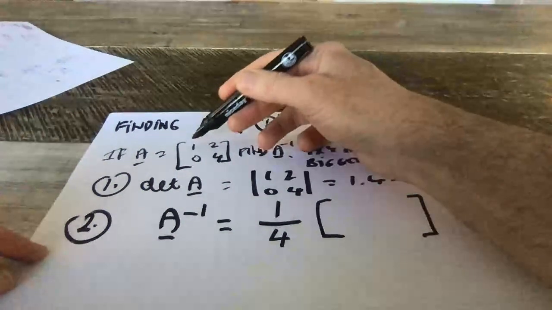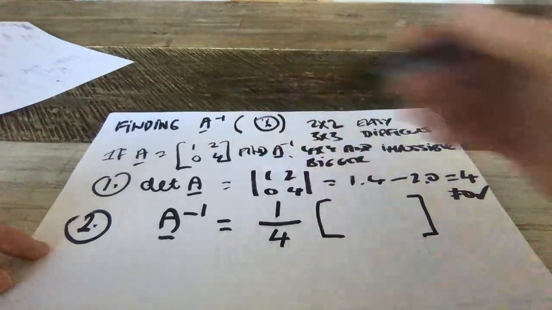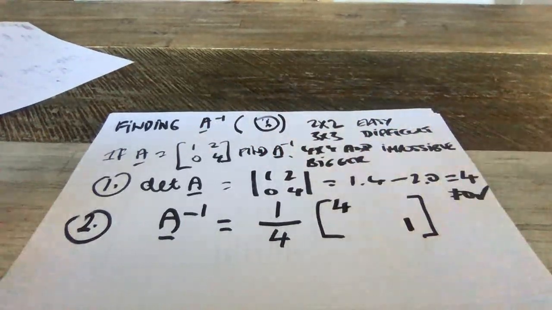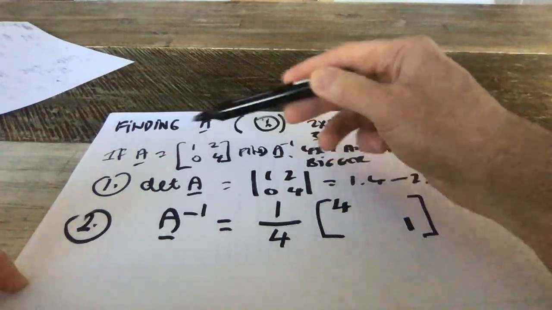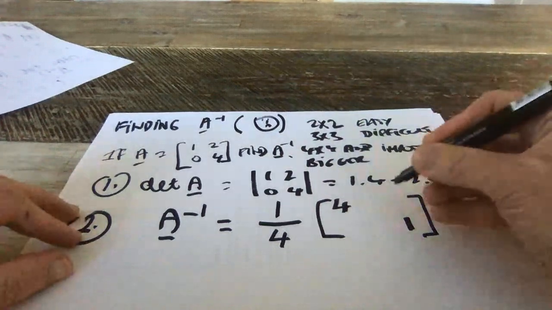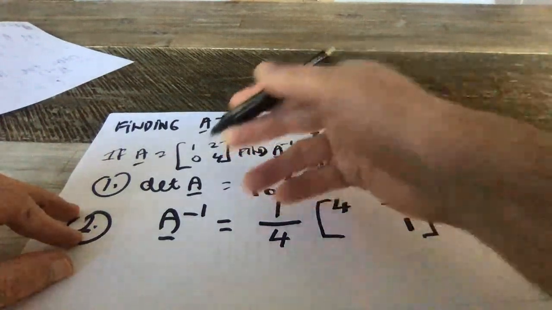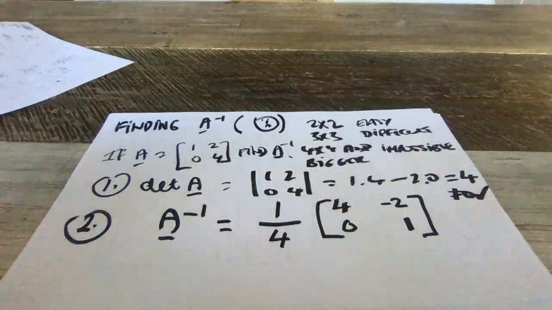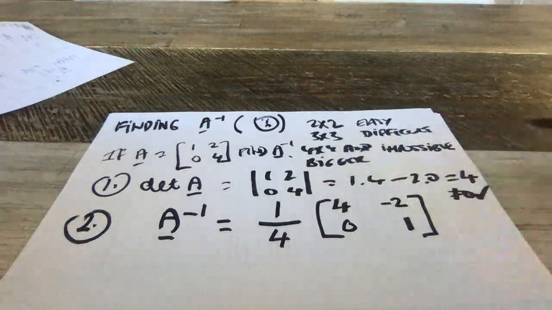The main diagonal elements for A, you interchange. So this is 1 and this is 4. So the 4 comes up here and the 1 goes down here, because this is what you do. And you change the sign of the non-diagonal elements. So the 2 becomes -2 and -0 is 0, and this is what you get.